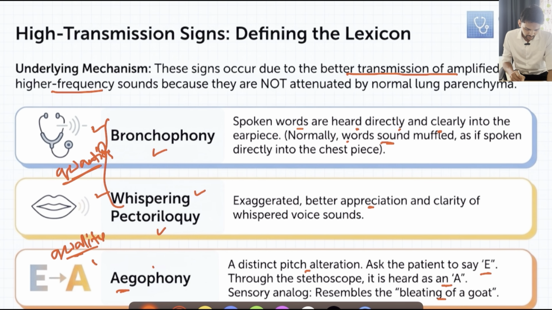Don't get confused here. Many students will think we have to instruct to say A and it will be heard as E. But remember, it is quite the reverse.